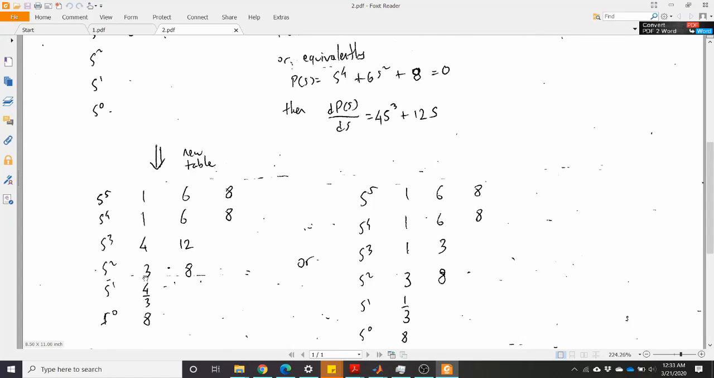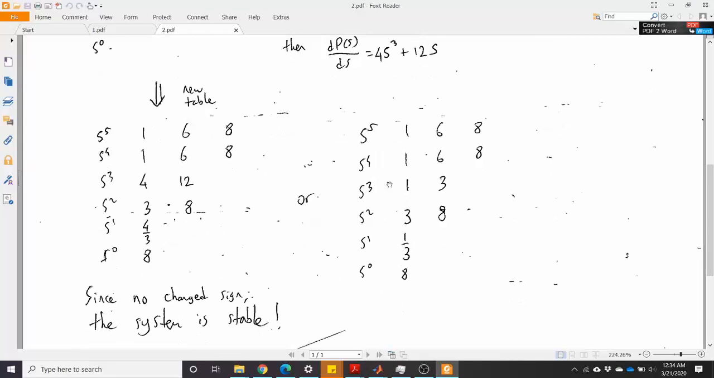On the s row, again we multiply 3 with 12 is 36, minus 3 times 8 is 24. So 36 minus 24 is 12. 12 divided by 3 is 4. The same with this: 3 times 3 is 9, minus 8 is 1. 1 over 3 is 1 over 3. And on the s^0 row it is 8. So either table is correct.